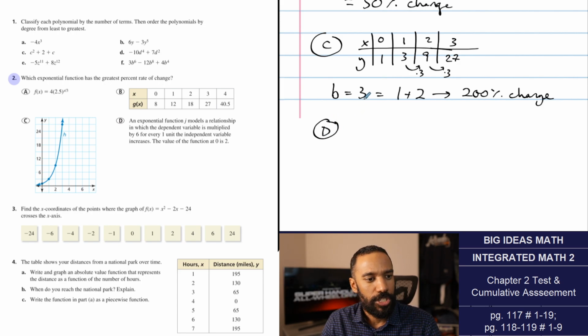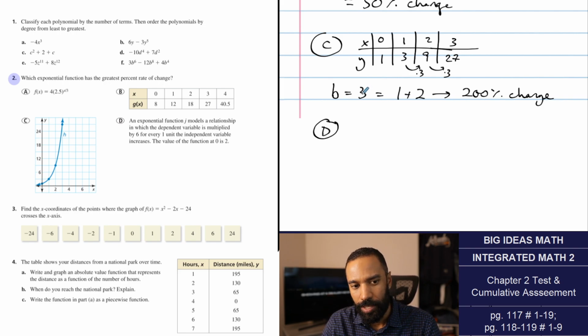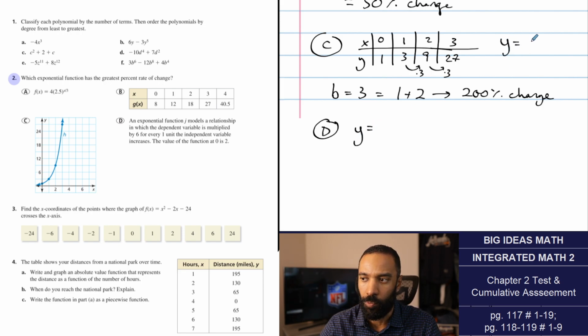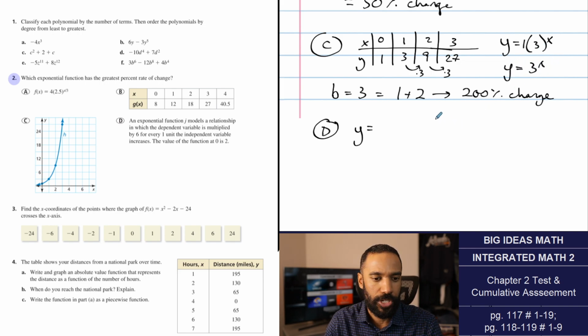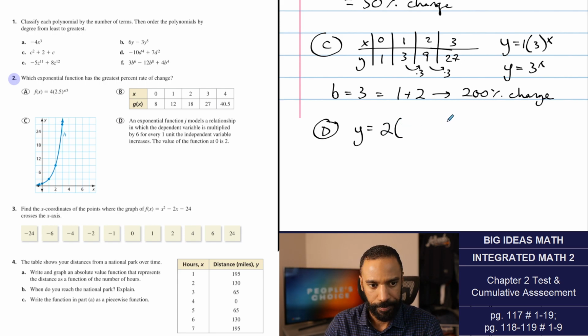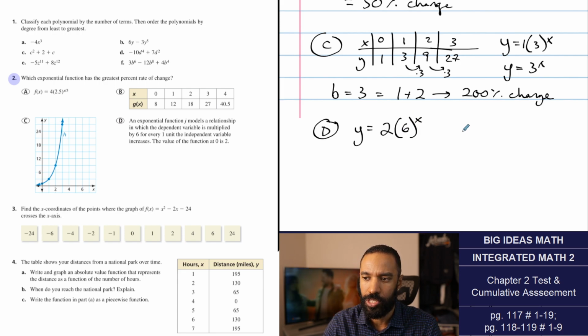An exponential function, J, models a relationship in which the dependent variable is multiplied by 6 for every 1 unit the independent variable increases. The value of the function at 0 is 2. So this equation would be, and by the way, the previous equation would have been y equals 1 times 3 to the x power, or 3 to the x power. This equation, the value at 0 is 2, that's your y-intercept, that's your a. So 2 times, multiplies by 6 each time. That's a 6 to the x power.